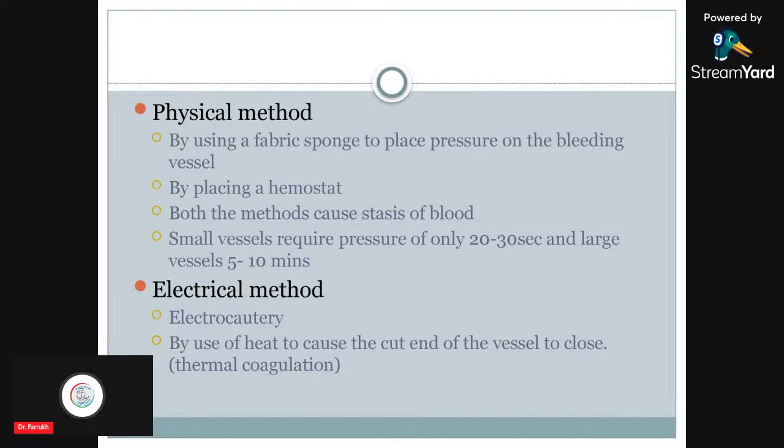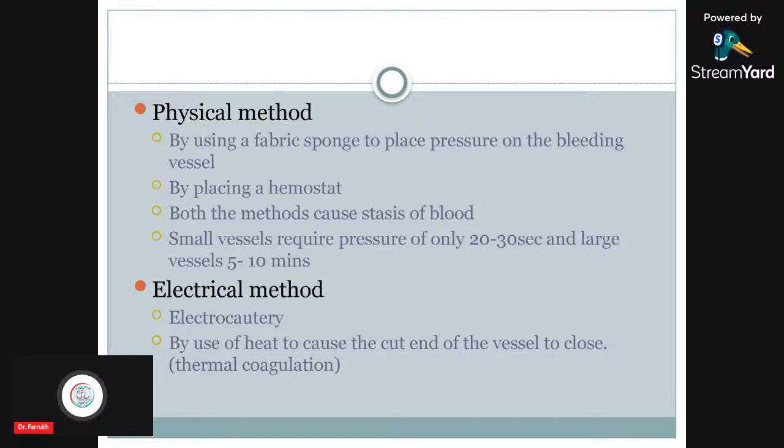The first is the physical method: using a fabric sponge, place pressure on the bleeding vessel, or place a hemostat. Small vessels require pressure of only about 20 to 30 seconds, and large vessels around 5 to 10 minutes. This can come in an exam as an MCQ. You should know that.